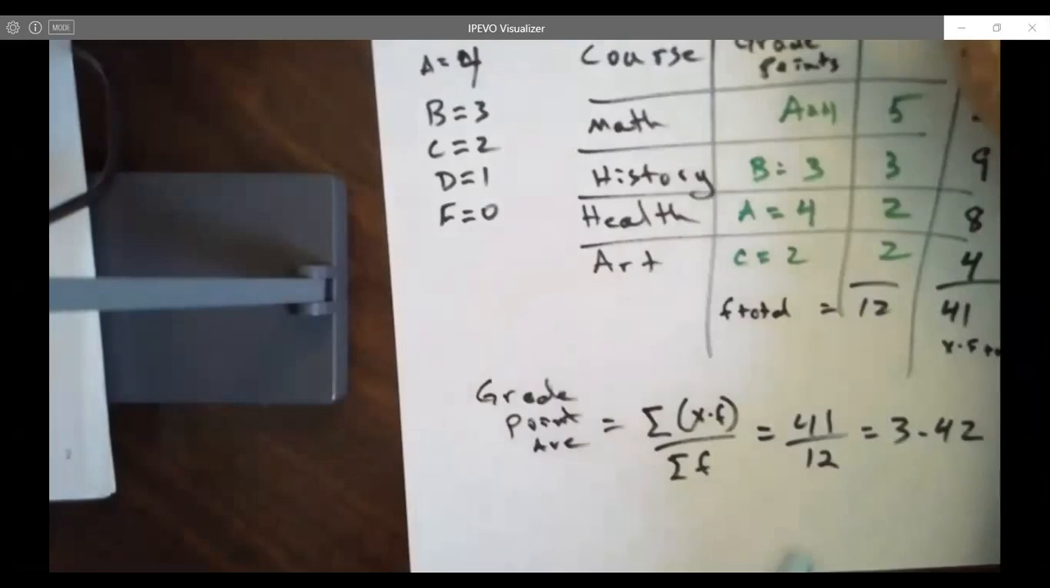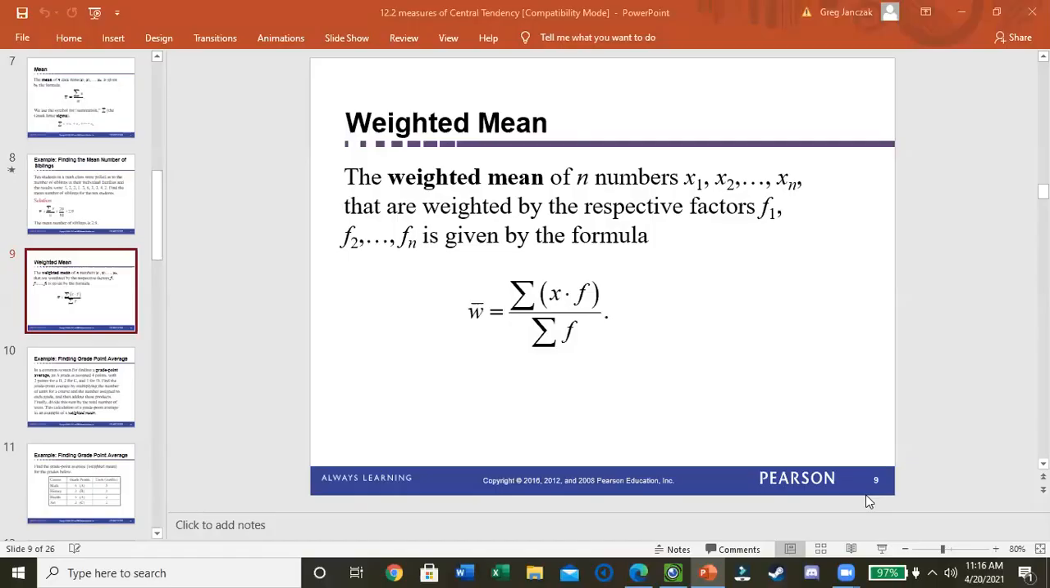May I ask what we are going over today? Yeah, we're going over lesson 12.2, measures of central tendency. Okay, great. I've gotten a lot of questions.